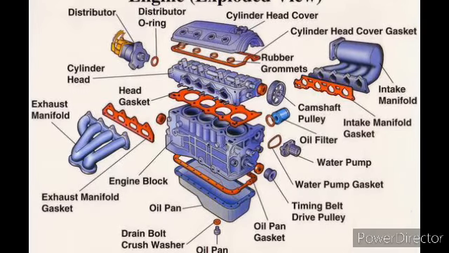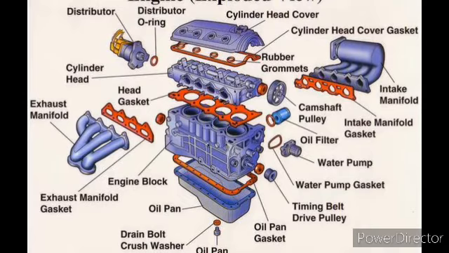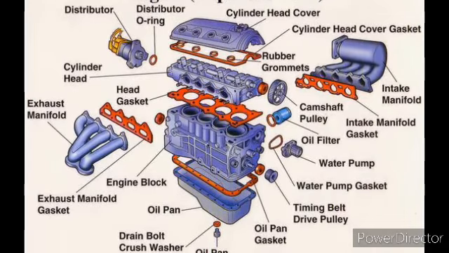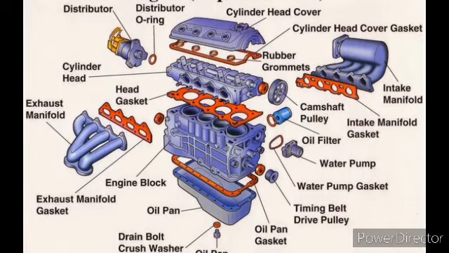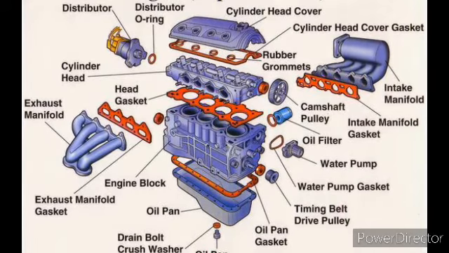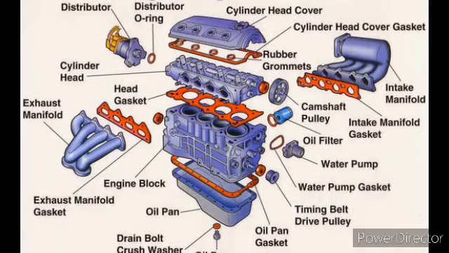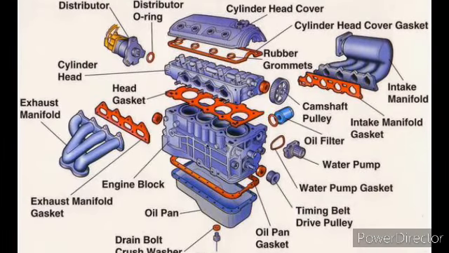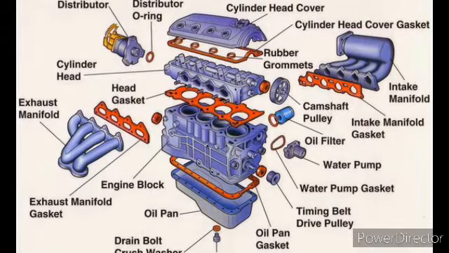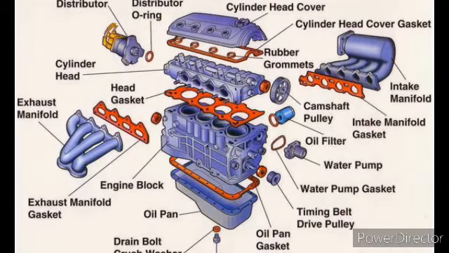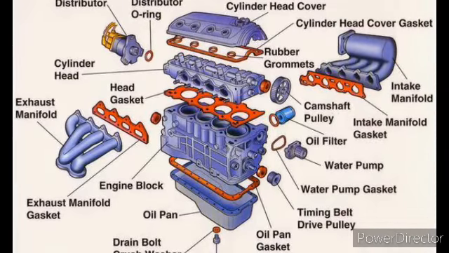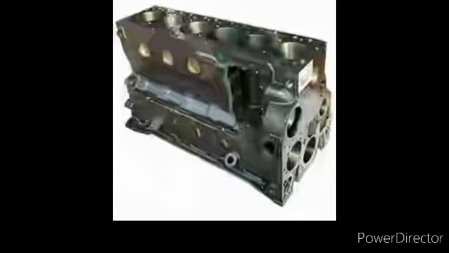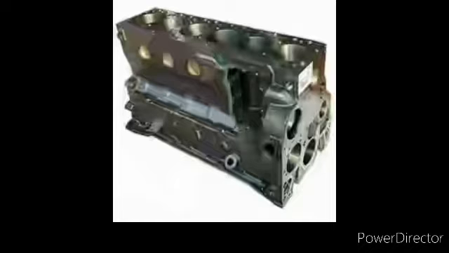In an engine, many parts work together and achieve the goal of converting the chemical energy of fuel into mechanical energy. These parts are bolted together, and the combination of all these parts is known as the engine. Today, I am going to tell you about these parts and how they work so you can know the basics of the automobile engine. So first, we have the cylinder block.